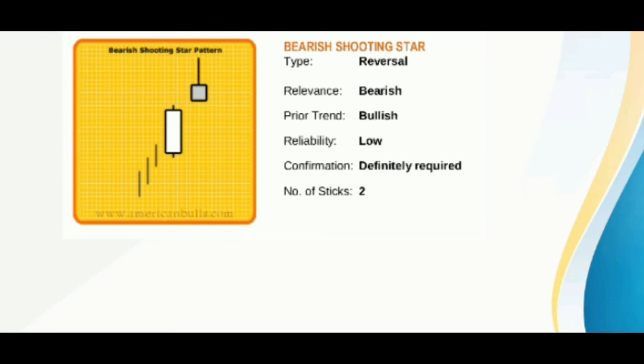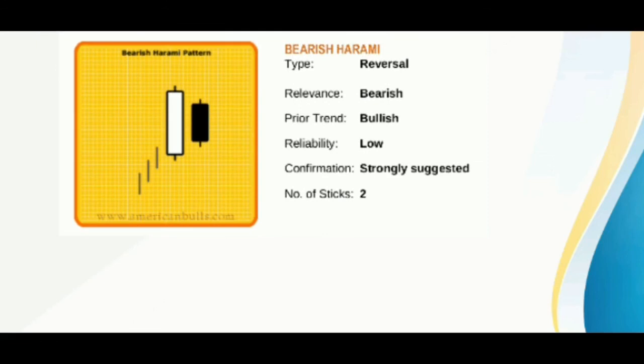10th candlestick is bearish harami. Bearish harami pattern is a two candlestick pattern composed of a small black real body contained within a prior relatively long white real body. Harami is an old Japanese word for pregnant. The long white candlestick is a mother and the small candlestick is a baby.